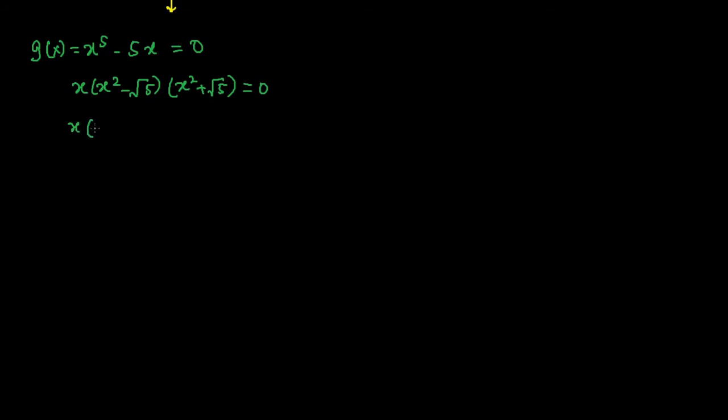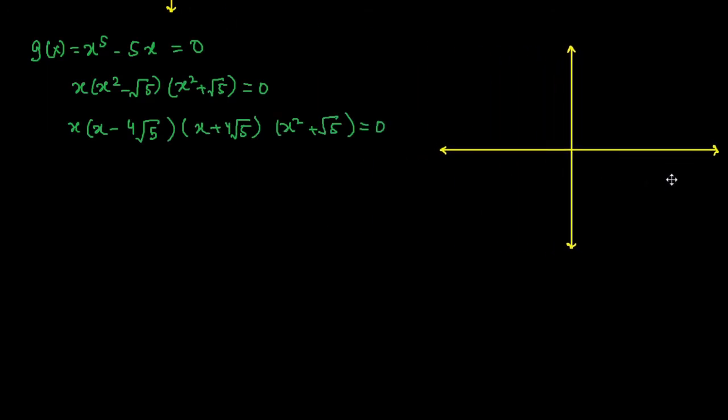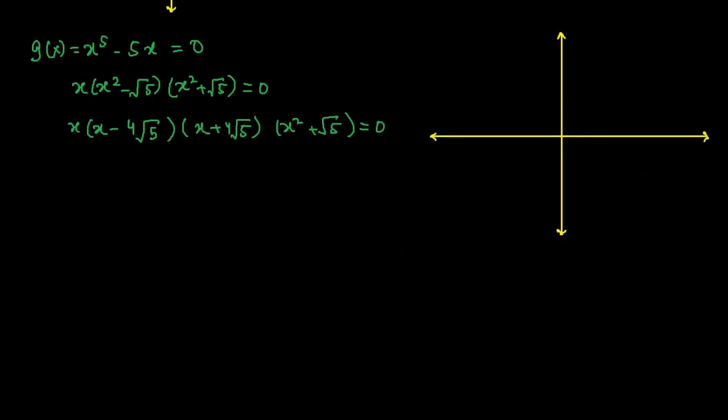This further factorizes to x times (x minus the fourth root of 5) times (x plus the fourth root of 5) times (x square plus the square root of 5) equals 0. Now we want to draw the graph of g of x. Let's again take up the coordinate axes, the x-axis and the y-axis, and now let's draw the graph. The graph of this function g of x would look something like this.